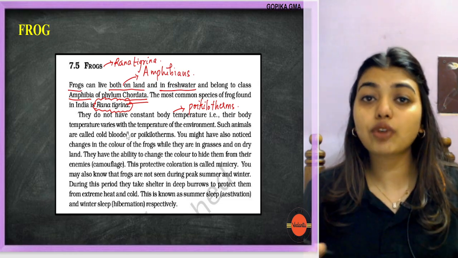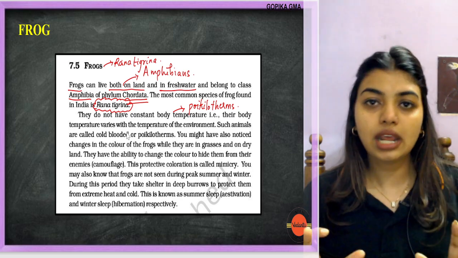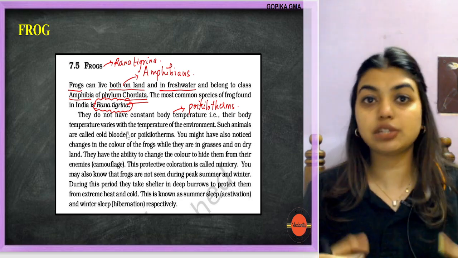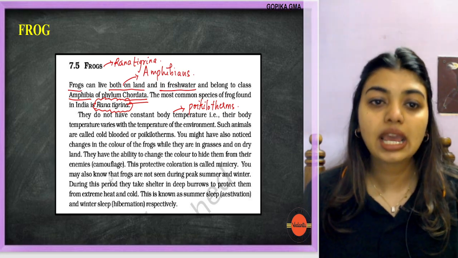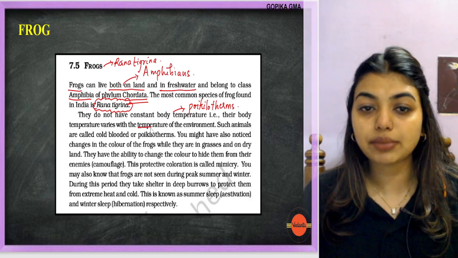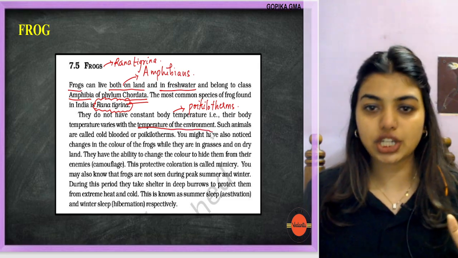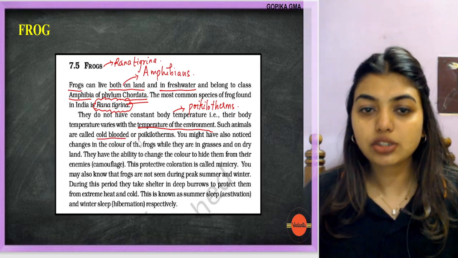They do not have constant body temperature, which means that if the outside temperature is changing, their temperature also changes. They cannot maintain a constant temperature, but we can. Their body temperature varies with the temperature of the environment. If the environment temperature changes, they will also change their temperature. Such animals are called cold-blooded animals or poikilotherms.